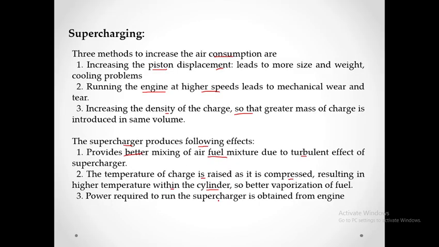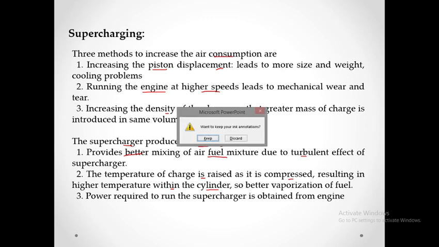So in this way we completed the diesel engine power plant elements. Then advantages, disadvantages and all. Thank you. Now we will discuss in detail.